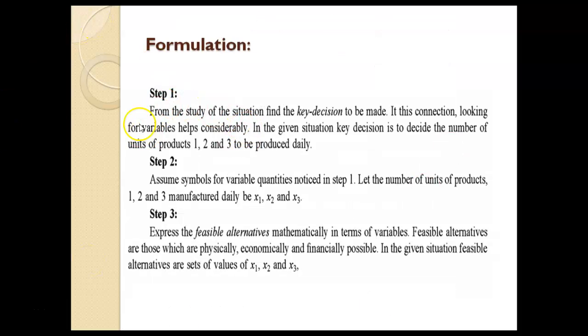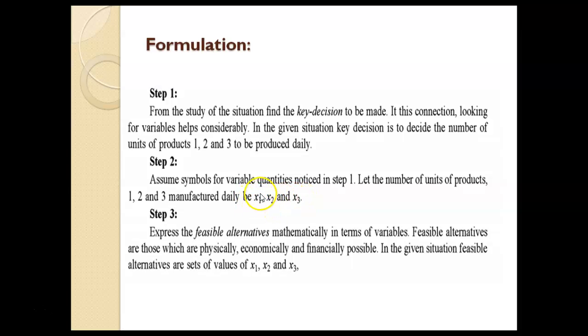Now coming to step one. From the study of situation, find the key decision to be made. In this connection, looking for variables helps considerably. In the given situation, key decision is to decide the number of units of products 1, 2 and 3 to be produced daily. Step 2. Assume symbols for variable quantities noticed in step 1. So let the number of units of products 1, 2 and 3 manufactured daily be x1, x2 and x3.